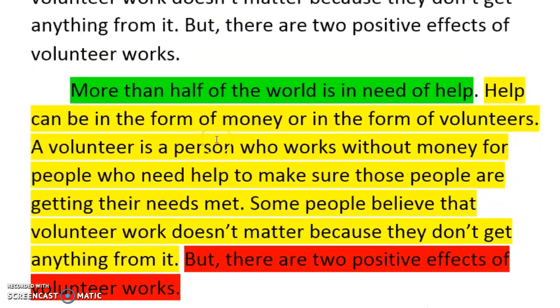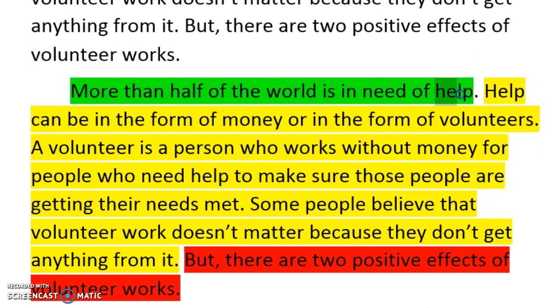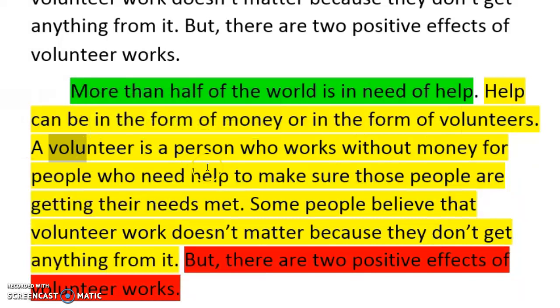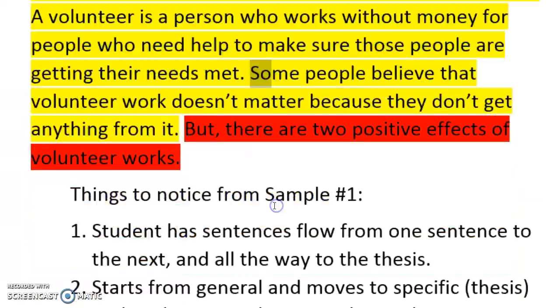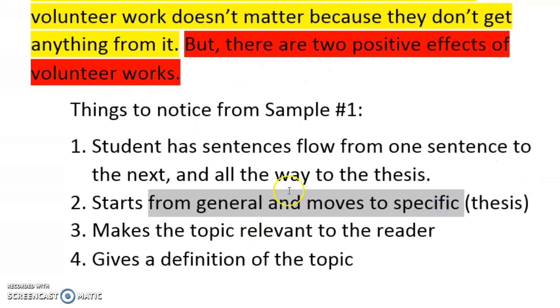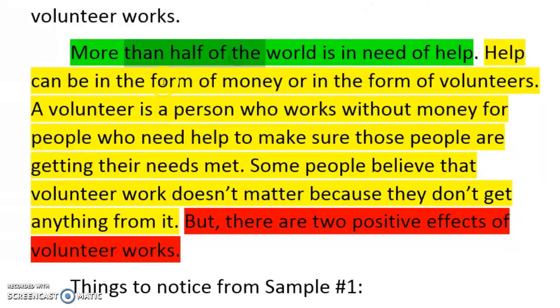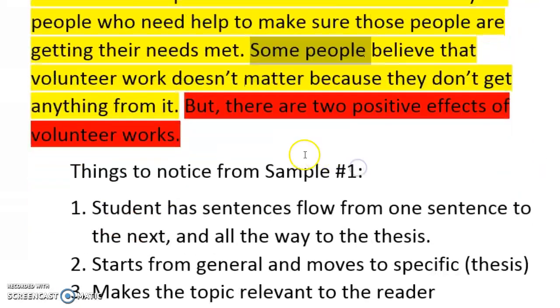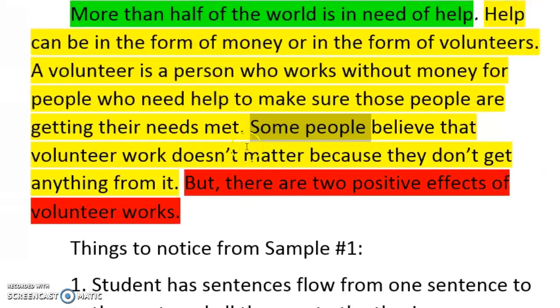So things that the student did well, what I want you to notice, the student has a flow from one sentence to the next. He starts bringing up that people need help, and then the next sentence starts with help can be in the form of, what kind of help people do, and then from the second sentence he leaves it off with volunteers, and he starts the next sentence with volunteers, talking about volunteers as a person who helps people without money getting their needs met. And then I also like how he starts from general and moves to more specific. Like he's talking about the world and people, what is help, what are volunteers, and then he's given an opinion here. I also like that.